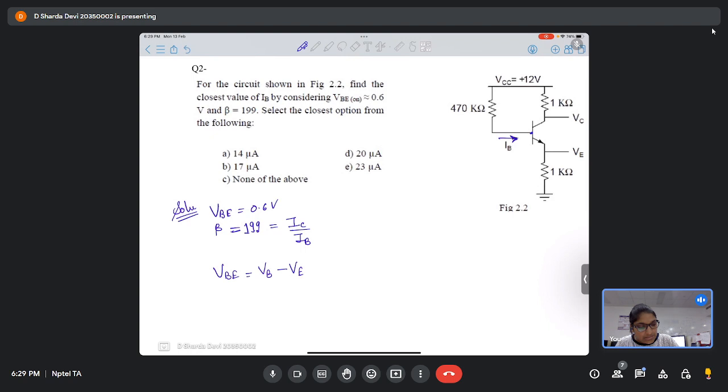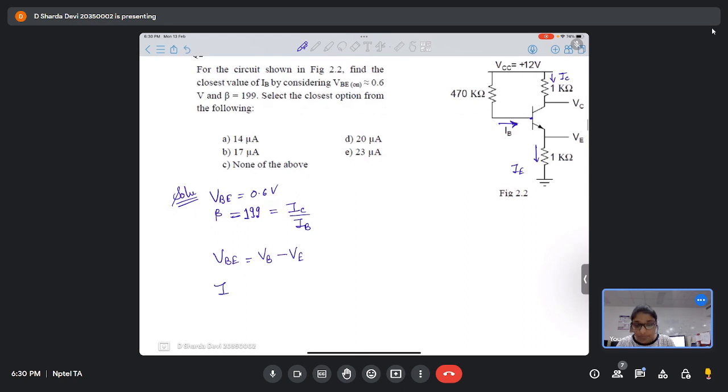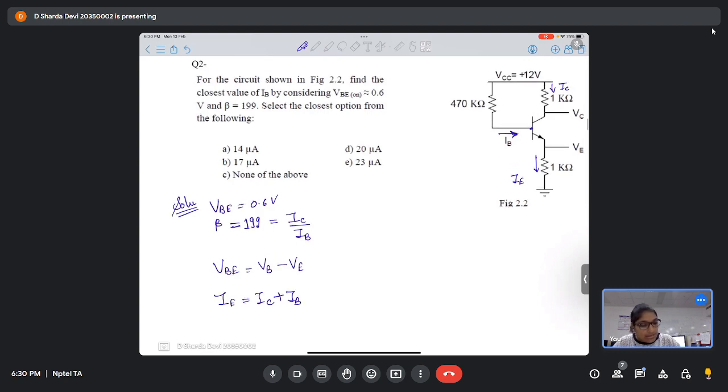If this is IB, from here what is the current that is flowing? It's IC, and in this terminal it's IE. What is the relation between IC, IB and IE? IE is equal to IC plus IB. Now here you can see a potential and here there is a ground, right? So we can simply apply KVL in this loop. Can we do that? We can do this, right?